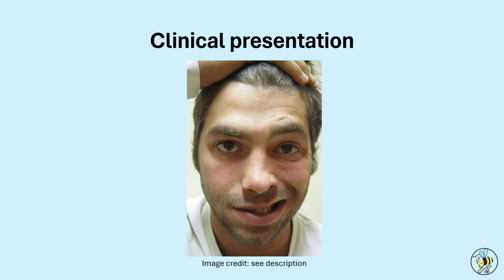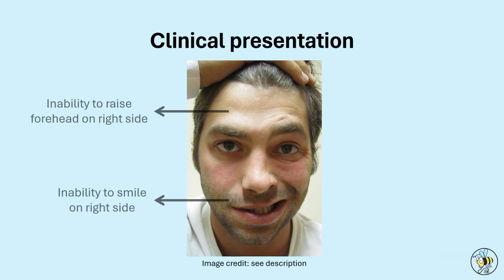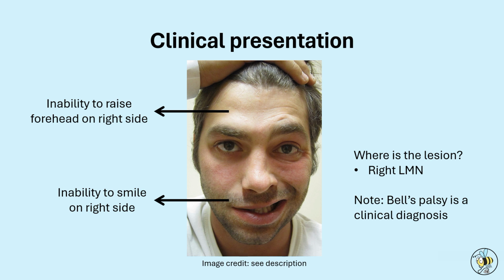Here is an image of a person with Bell's palsy. Note that he is unable to raise the right side of his forehead, nor smile on the right side. So where is the lesion? It is in the right lower motor neuron. Bell's palsy is a clinical diagnosis, hence there are no diagnostic tests.